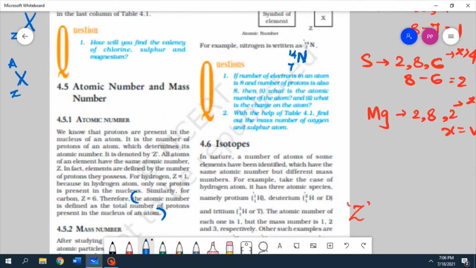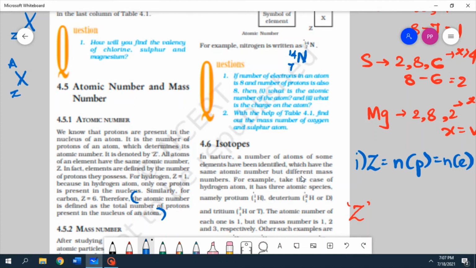I think so. So if the number of electrons in an atom is 8 and the number of protons is also 8, then what is the atomic number of the atom? So the atomic number is equal to the number of protons, which also happens to be the number of electrons, because the number of protons and electrons in an atom that hasn't undergone a reaction is the same.